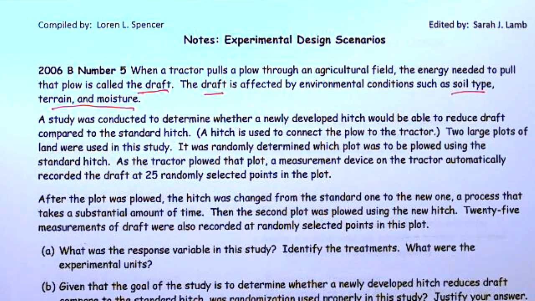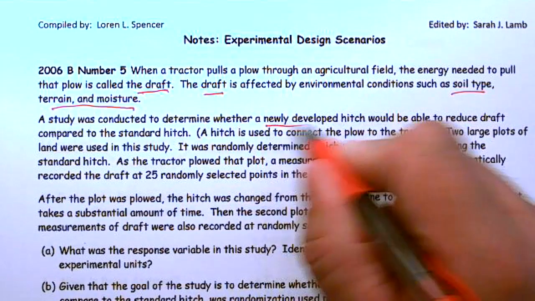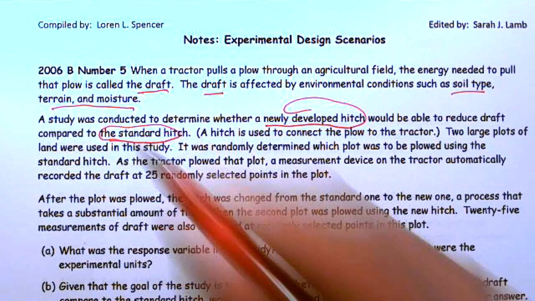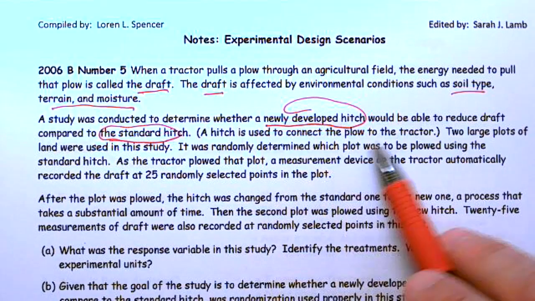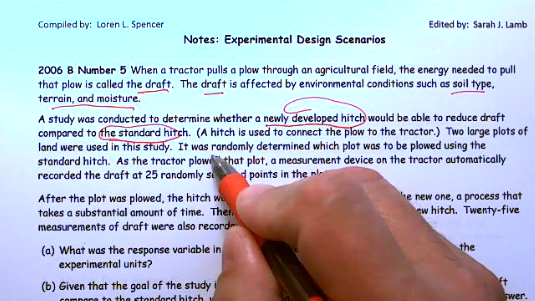A study was conducted to determine whether a newly developed hitch would be able to reduce the draft compared to the standard hitch. So here's what we're doing: we're comparing a newly developed hitch to a standard hitch. And then they tell us what a hitch is. A hitch is used to connect a plow to the tractor. Two large plots of land were used in the study. It was randomly determined which plot was to be plowed using the standard hitch. Okay, so we have random assignment, that's good.